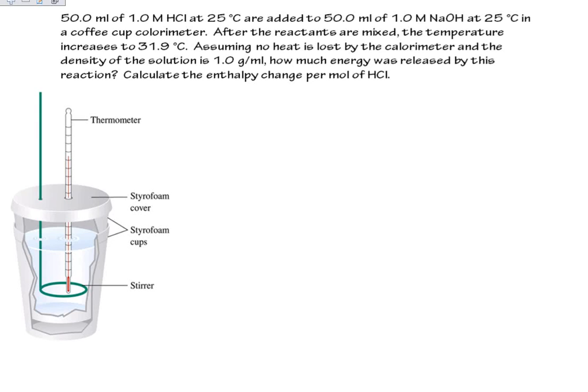In this video, we'll look at a couple more calculations with calorimetry, or heat transfers. Here is a neutralization. We have 50 milliliters of 1 molar hydrochloric acid at 25 degrees Celsius added to 50 milliliters of 1 molar sodium hydroxide at 25 degrees in a coffee cup calorimeter. We're using a styrofoam cup because it's a better insulator than glass. We'll do that in the lab too.